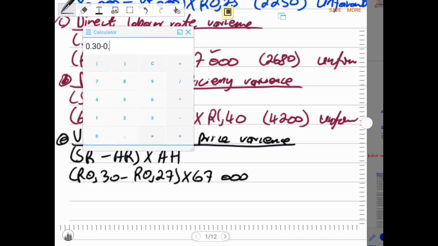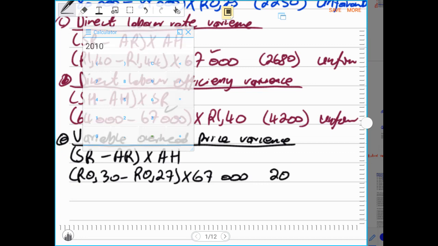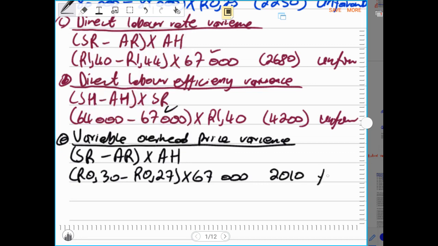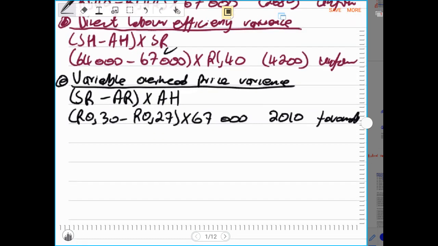0.30 minus 0.27, and we times this by 67,000, and this will give us 2010. And this 2010 is finally a favorable variance. Then now this will be a favorable variance.